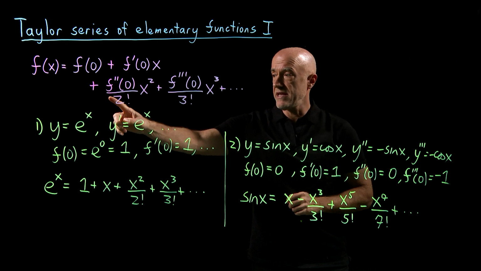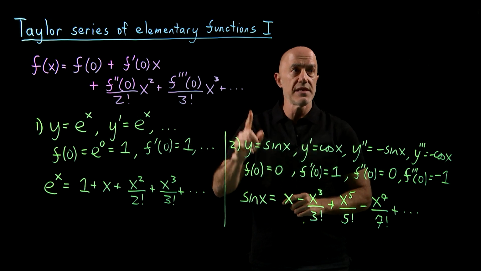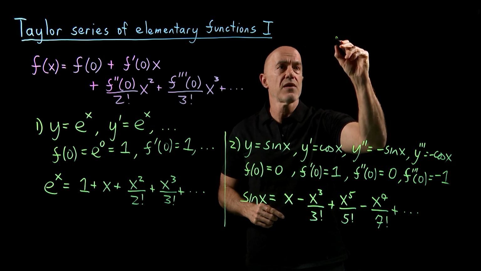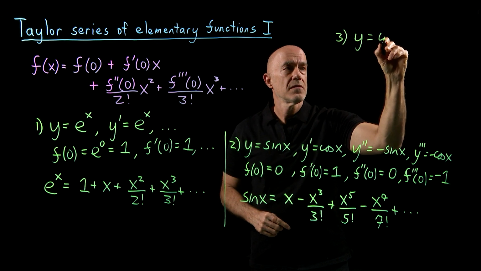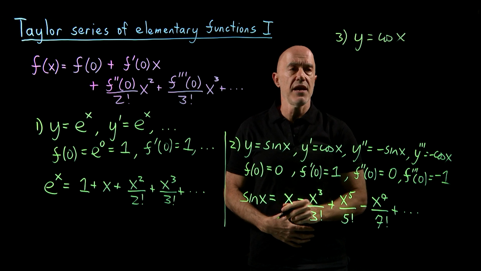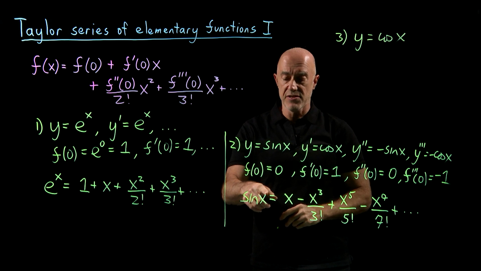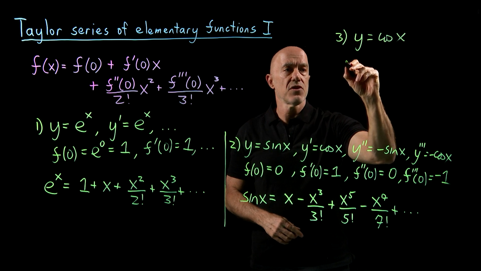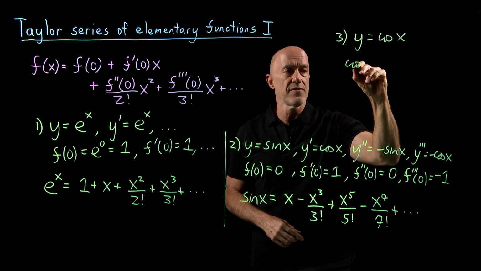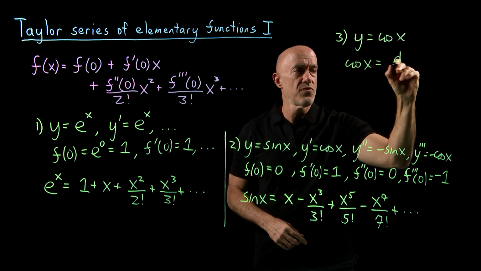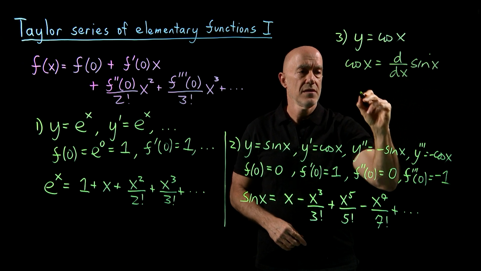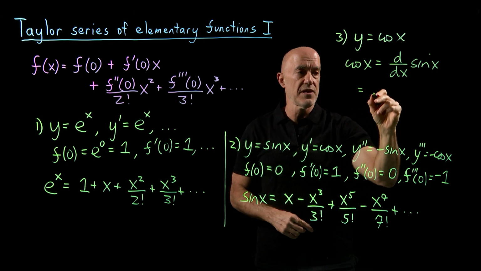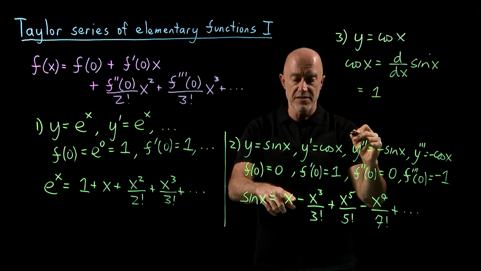We did the exponential function, we did the sine. So the last one I want to do is the cosine. We can cheat here. The cosine is just the derivative of sine. So we can write the cosine of x as the derivative of the sine of x. So the derivative of x is 1. The derivative of x cubed is 3x squared.